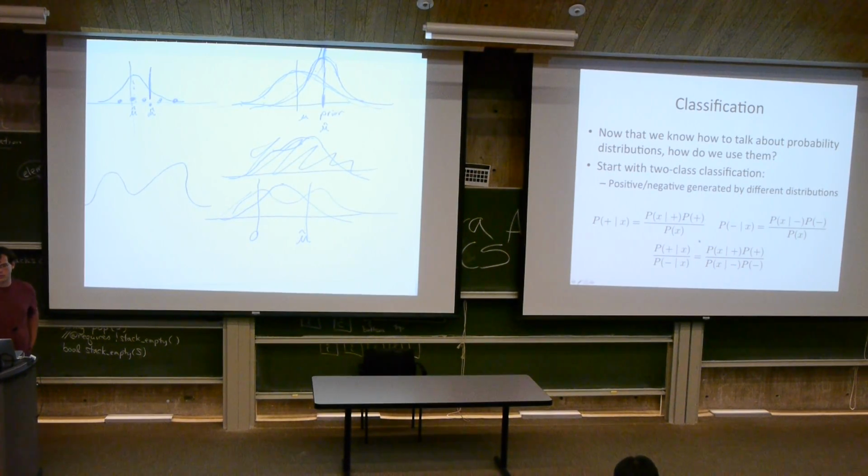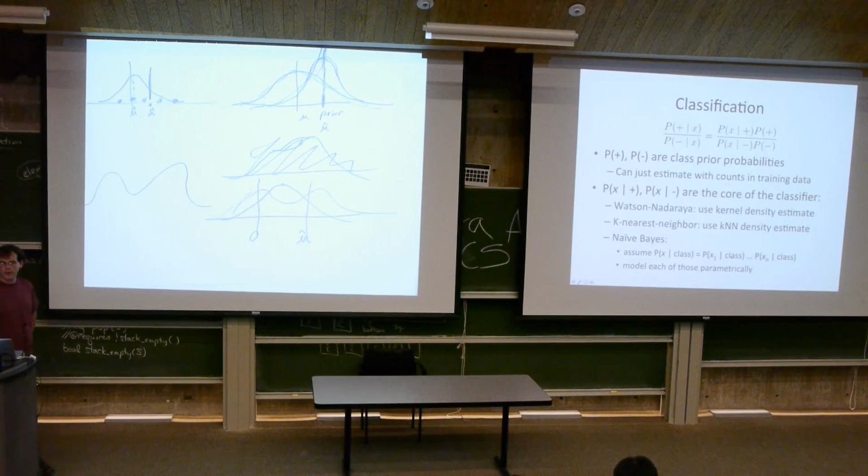This is the basis for a bunch of the classifiers, I think all the classifiers we've talked about so far except the perceptron, where you use Bayes' rule. The probability of the positive class given the data, you flip it using Bayes' rule, and then you can take the ratio between the probability that it's positive given that point and the probability that it's negative given the sample point. You divide one by the other, the probability of the sample point cancels out, and you have that.